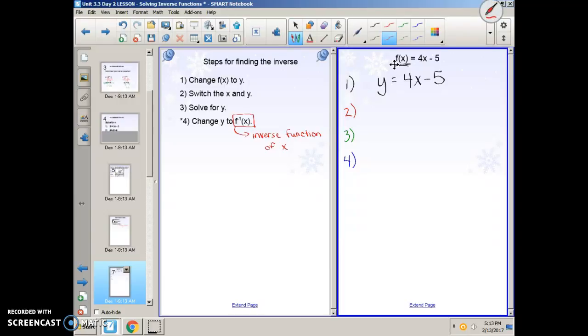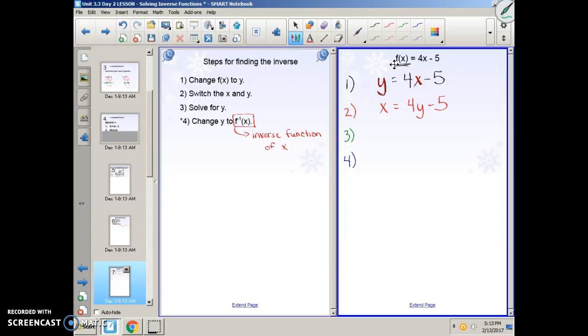Step 2, switch the x and the y. That means nothing else changes. I just take the y and the x and they trade spots. Like so. That's all step 2 means. Just change their spots.